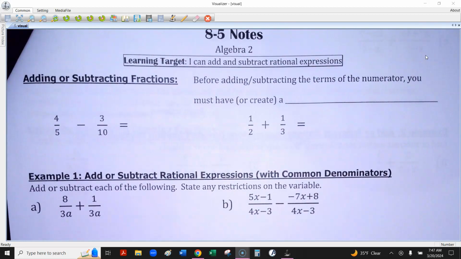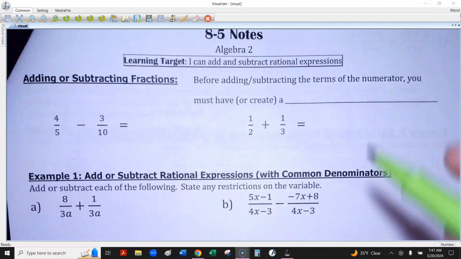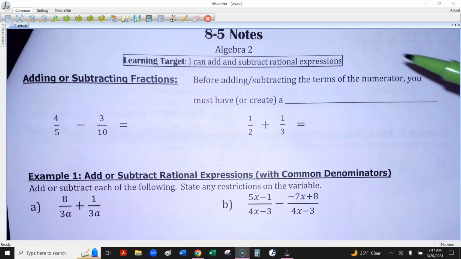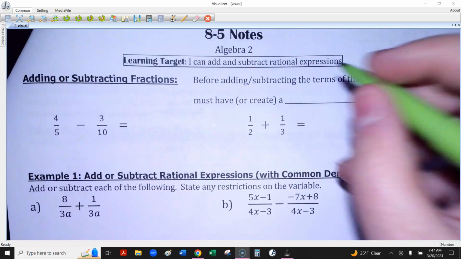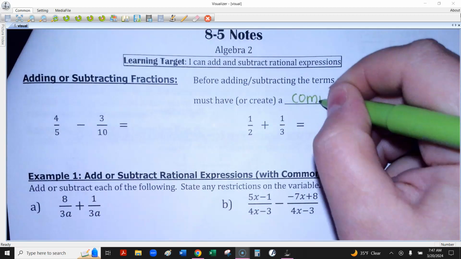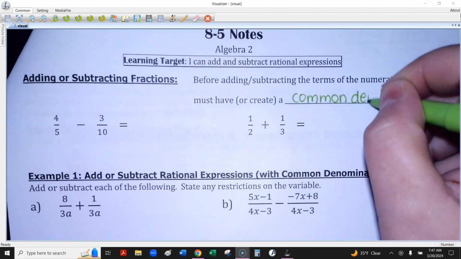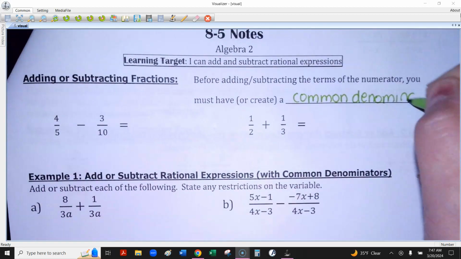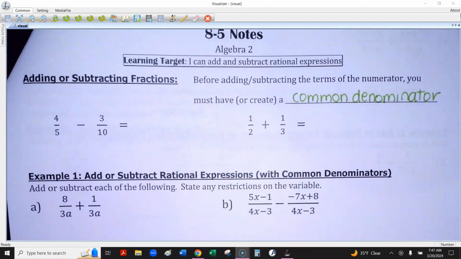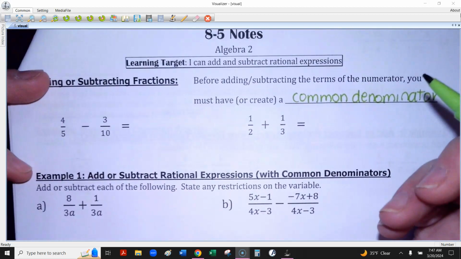All right, today we are going to work on adding and subtracting rational expressions, which just means adding and subtracting fractions. Now, whether you are adding or subtracting a fraction, you have to create, or you already have to have, a common denominator. Not necessary for multiplication and division, but definitely required for addition and subtraction. So if you don't already have a common denominator, meaning the denominators are the same, then you got to create one.